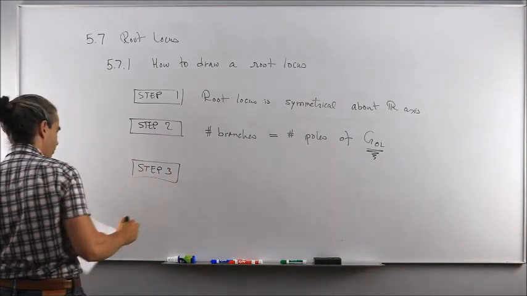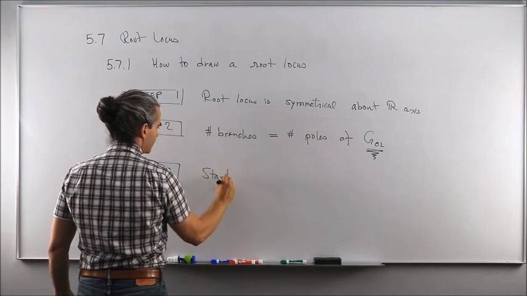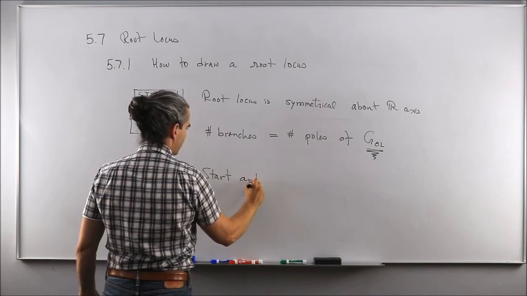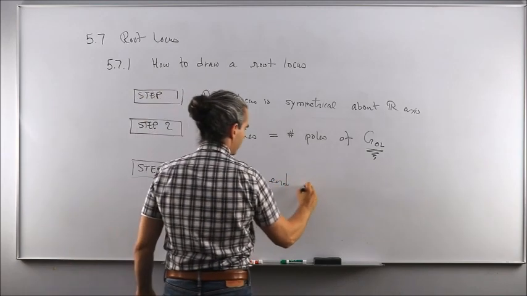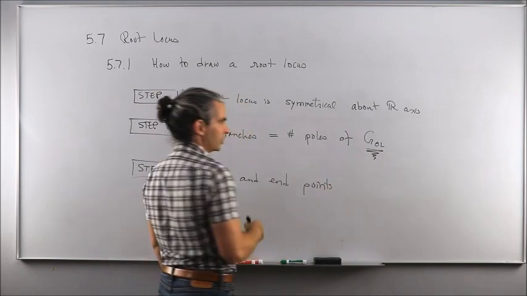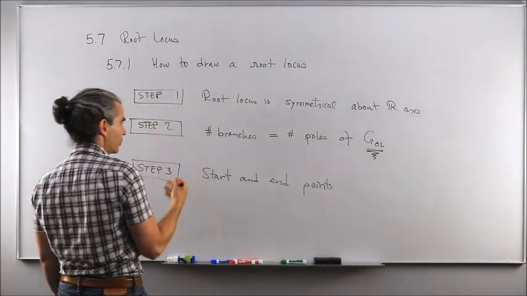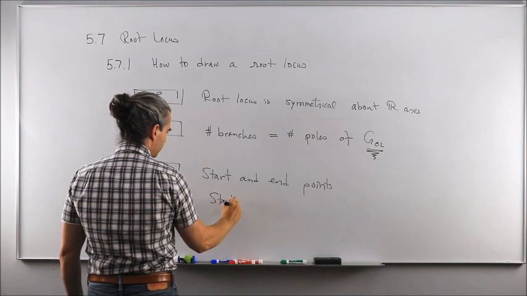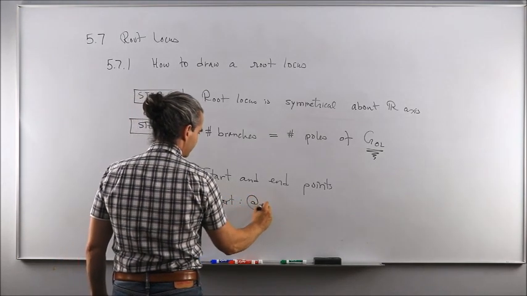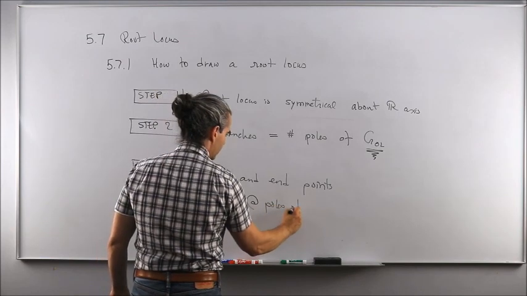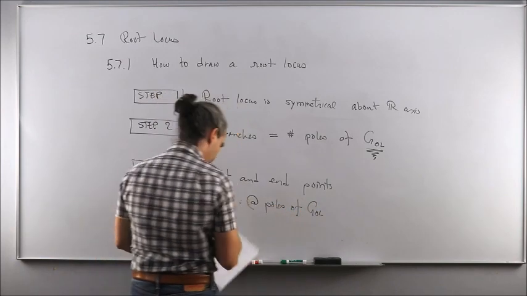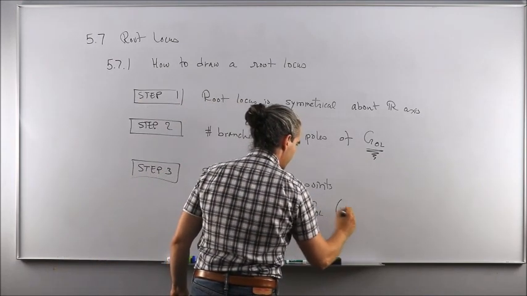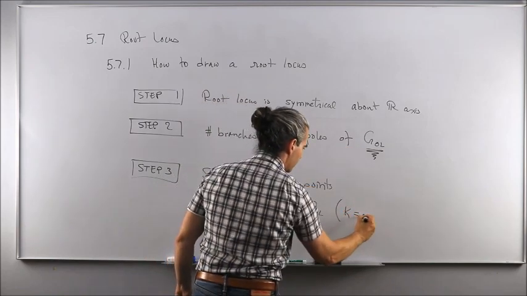In that step, you need to determine where the root locus starts and where it ends. Well, the starting point you already know, because the root locus will start at the poles of the open loop transfer function. This corresponds to when you have K, the open loop gain, equal to 0, essentially.